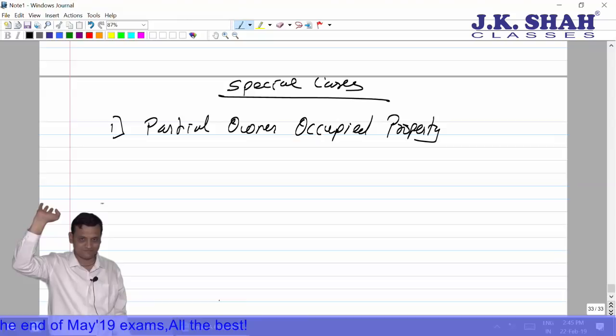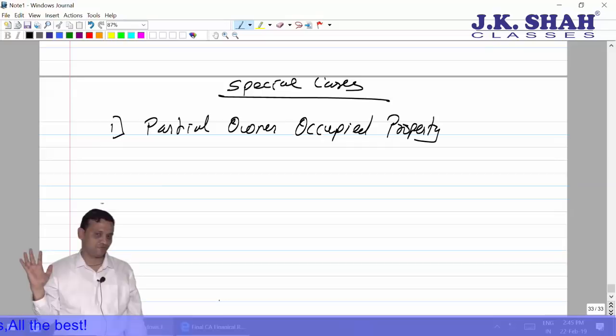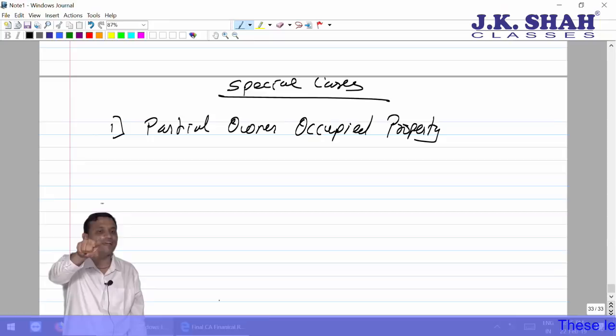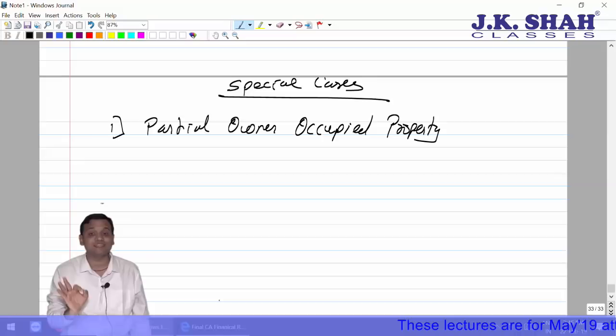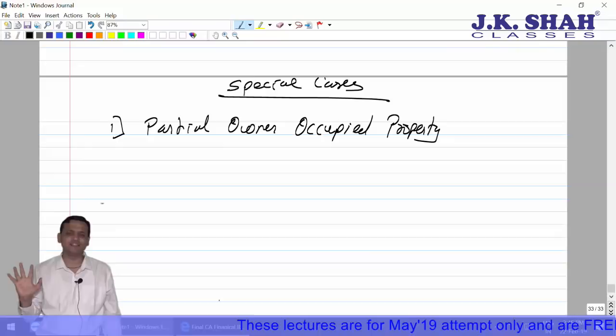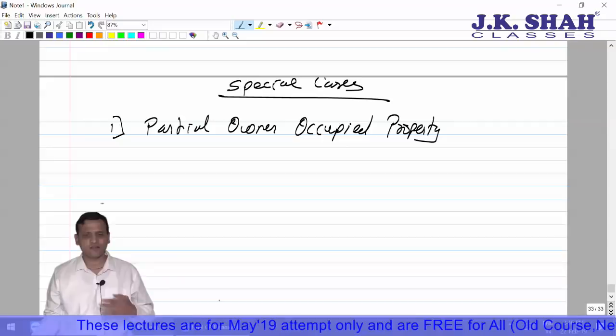You say, no sir, it cannot be sold off. It cannot be leased out. Then also it will be considered as investment property, provided the owner's own property is insignificant. Now, this is totally subjective. That is totally subjective whether this owner-owned property part is insignificant or not. You just have to make a best judgment, totally judgmental base.